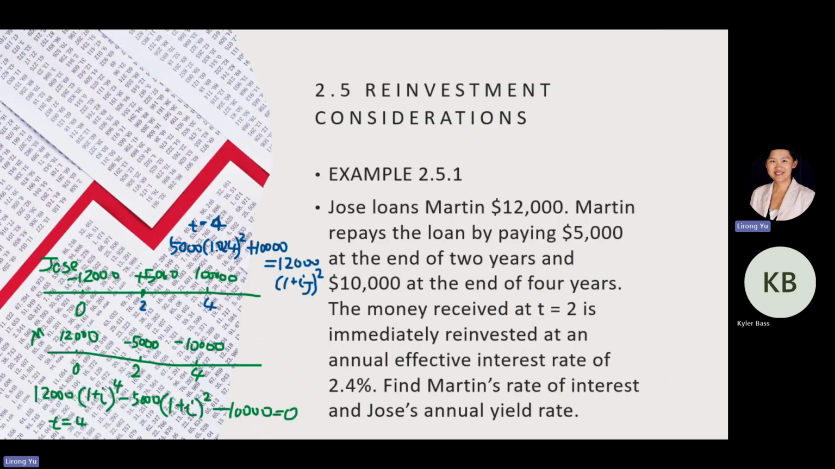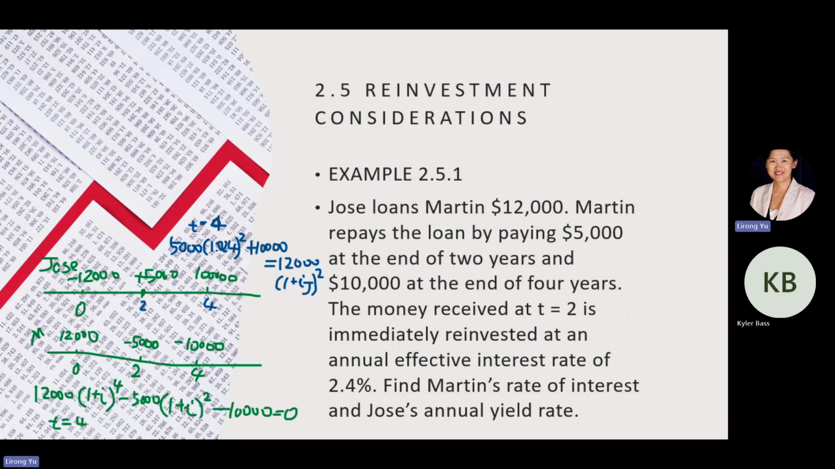Okay, let me move on to 2.5. The title is called reinvestment consideration. Okay, so reinvestment consideration is when you have money, you might consider putting the money in the bank instead of leaving it there with no change of value.